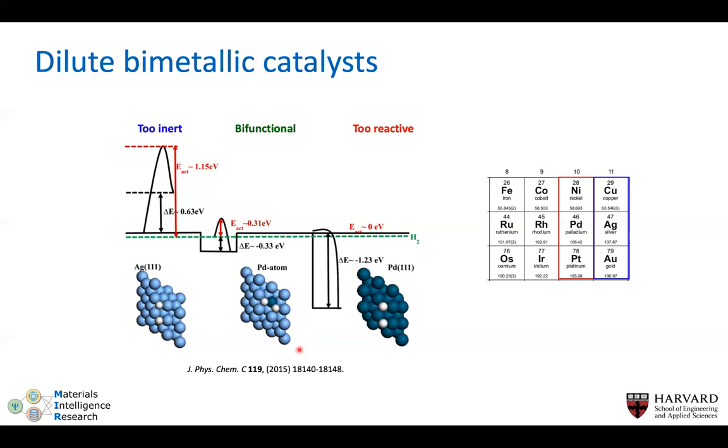Recently, single atom alloys, or dilute bimetallic catalysts in general, have garnered much attention. Here, we dope a small amount of reactive metal like palladium, typically at single atom limit, into an inert host like silver. And what happens is we get the benefit of both worlds. That's why it's called bifunctional. We end up with not only a moderate activation barrier, therefore leading to high activity, but also not too strong of an adsorption, which also leads to high selectivity.